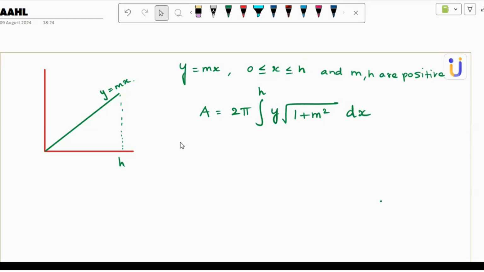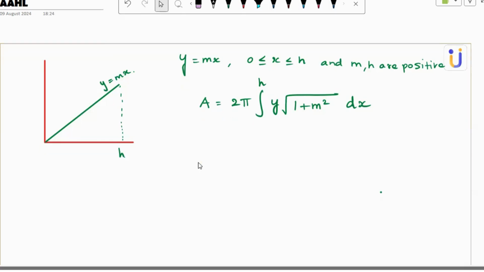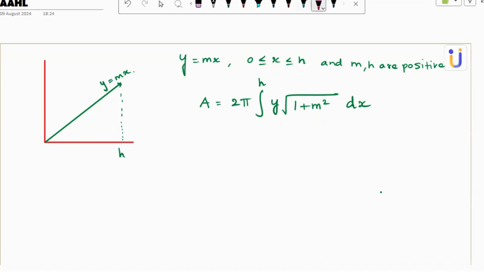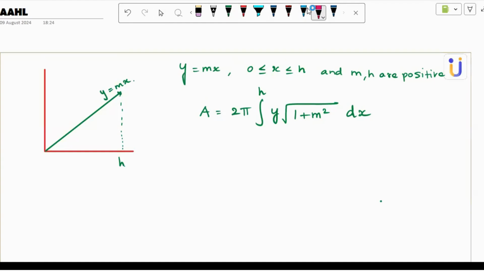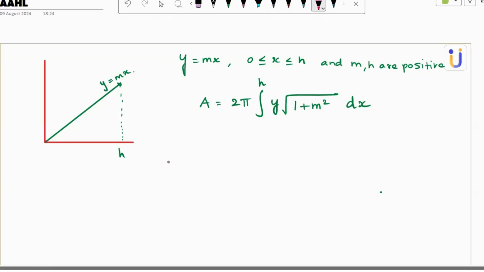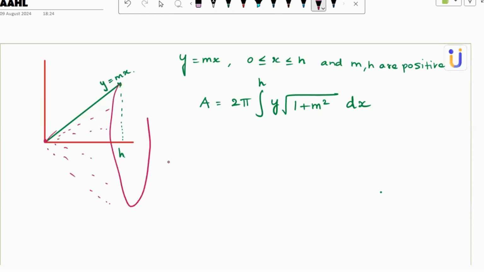Let's start. Here you can see y is equal to mx is a line given. A part of the line we are going to take from 0 to h, and m and h are positive constants. Now, when this line is rotated 360 degrees about the x-axis, with one fixed point, the line will be here, here, here. So when I rotate 360 degrees, I will get a nice cone structure, right?